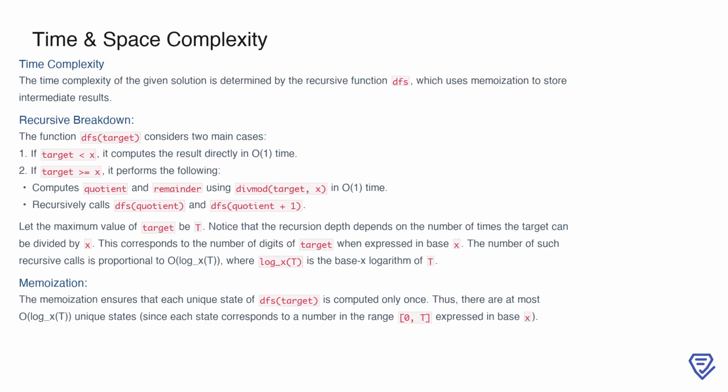The depth of these recursive calls is directly tied to the number of times the target can be divided by x, which is equivalent to the number of digits in the target when expressed in base x. This gives us a recursion depth proportional to O(log_x t), where t is the maximum value of the target. Memoization plays a key role here, as it ensures that each unique state of DFS(target) is computed only once. The total number of unique states corresponds to the number of numbers representable in base x up to t, which is also O(log_x t). This combination of recursion and memoization forms the basis of the time complexity analysis.